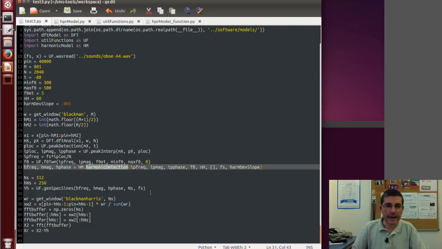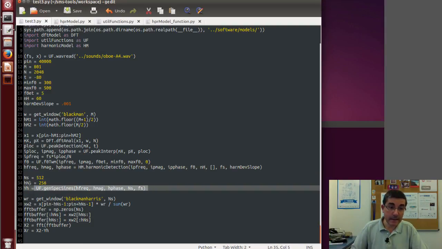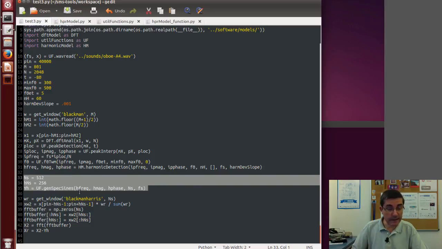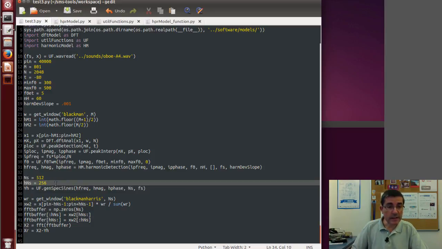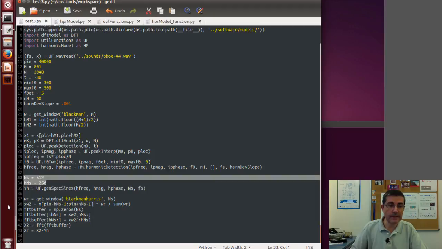Okay, and now we can synthesize these harmonics that we have identified, and we synthesize them with another FFT and the same window that we used in the original analysis.